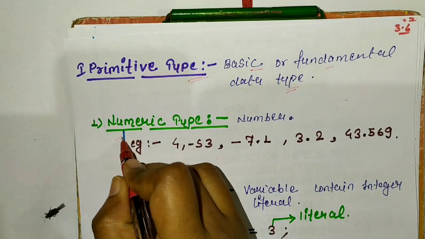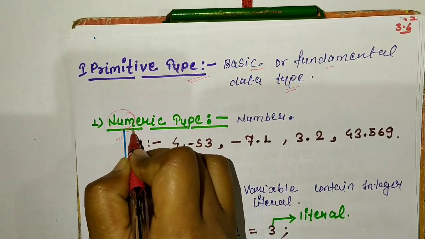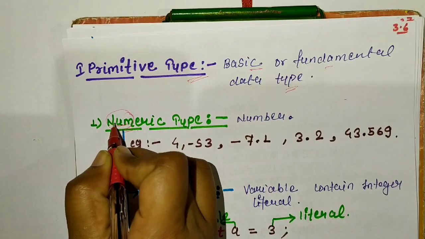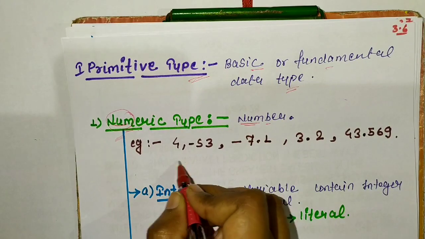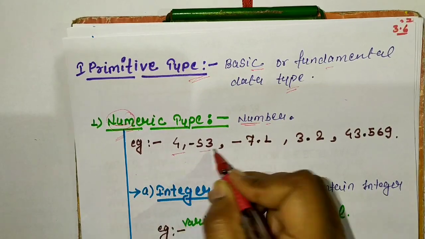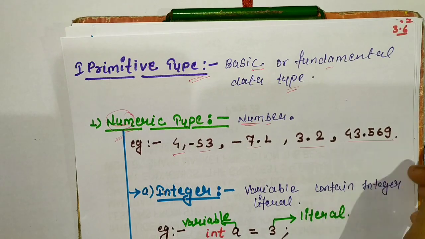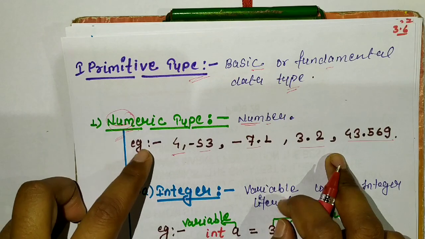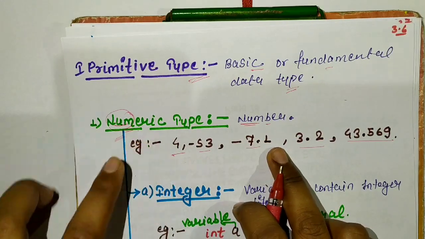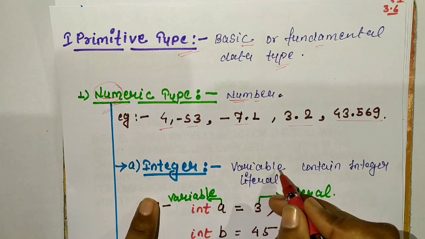Firstly we discuss the numeric data type. Numeric means number, in the form of number. Number means any number: 4, 53, minus 7.1, 3.2, 43.569. These are numbers. The numeric type contains numbers. There are 2 types. Firstly, integer.